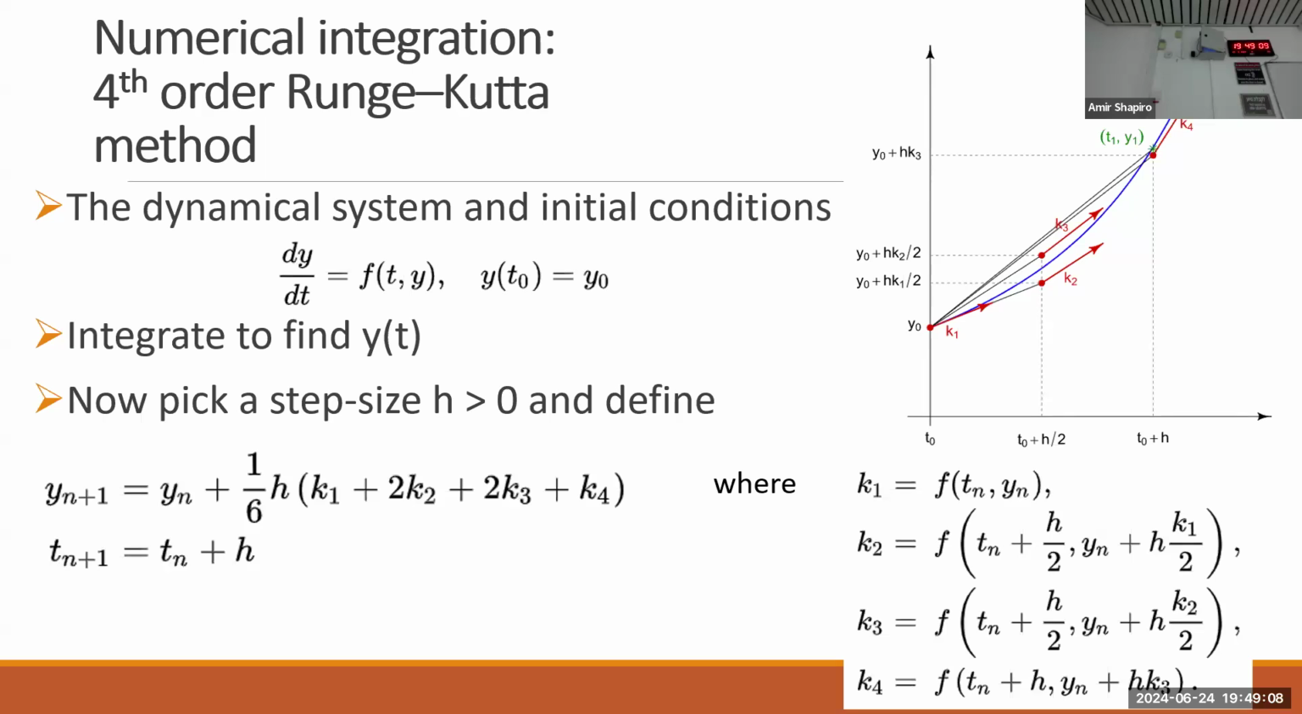In numerical analysis, we learn how they derive this and reach this formula, but it's very easy to use this formula and simply calculate K1, K2, K3, K4, as described here. And that's it. We can integrate this, and this is much more accurate. In MATLAB, it's the ODE45 command. That's it.